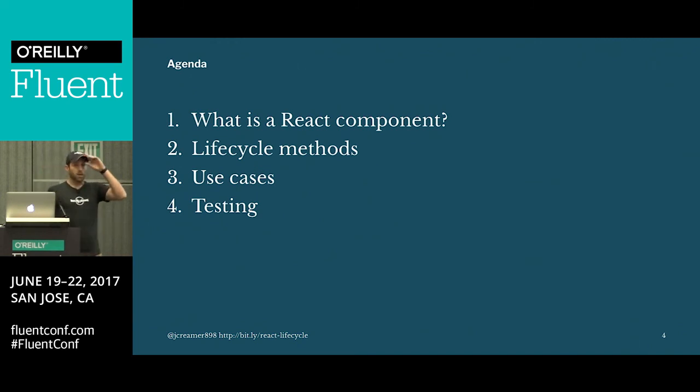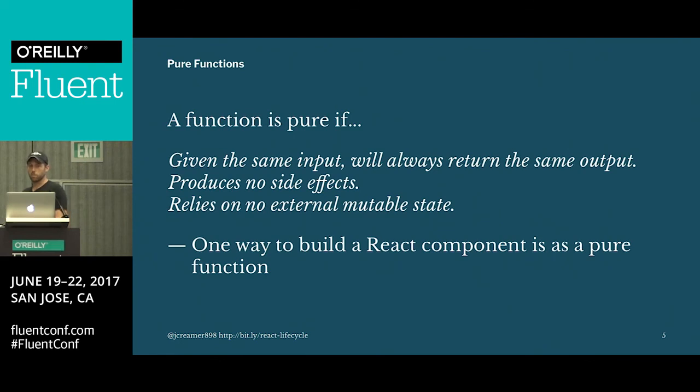So the first thing I want to talk about is this idea of a pure function. It's a concept that's been around for a really long time, and it's tossed around a lot because of how React components can be a pure function. So basically, the Wikipedia definition is, given the same input, returns the same output, no side effects, and relies on no external state to be mutated. So essentially, whatever you pass into the function, no matter how many times you pass it in, it'll always return the same thing.